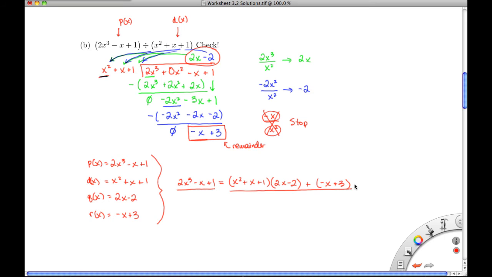And again, we're asked to check this, so it's probably not a bad idea just to make sure. If we multiply all of this out, let's see what we get. This is going to be a little bit messier than the last one, but that's okay. So let's go ahead and check.